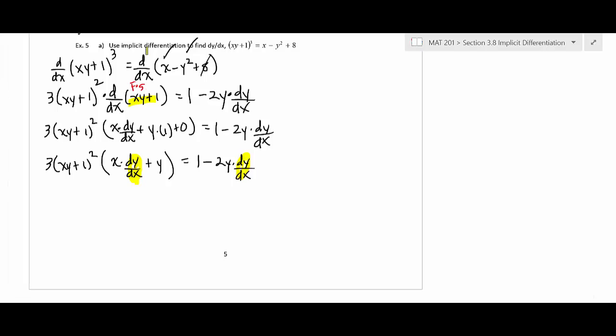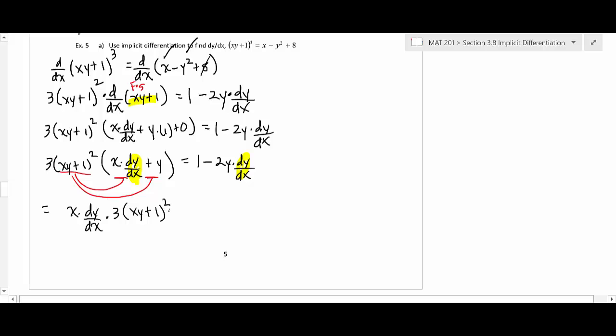Okay? The only way you're going to really accomplish this now is to distribute that whole thing through that parenthesis right there. You've got to do that first. Okay, so when you do this, I'm going to write this as x times dy over dx times 3xy plus 1 to the second, like that. You pick the order you put that in. That's just the order I'm going to choose to do it in. And then this one I'm going to write like 3y. That was a y, right? So that's 3y times xy plus 1 to the second. Okay, so that's distributed. And then this side you're going to have 1 minus 2y times dy over dx like that.